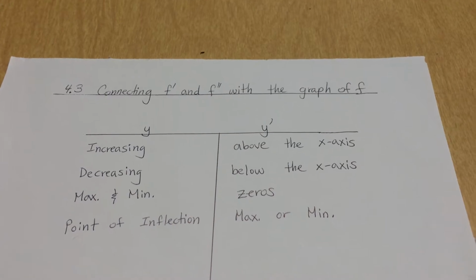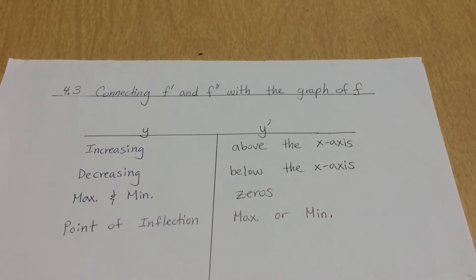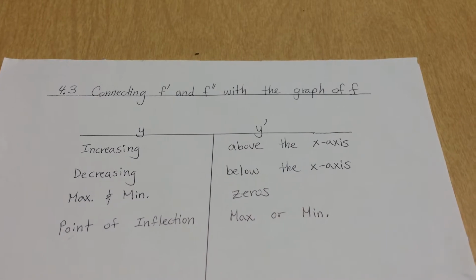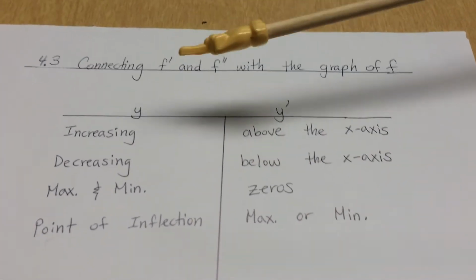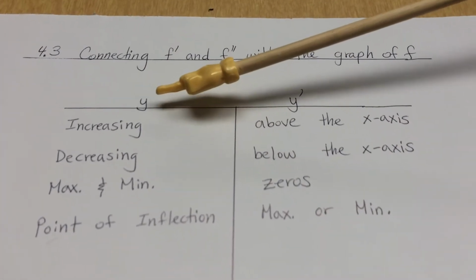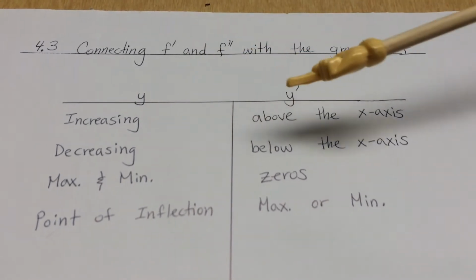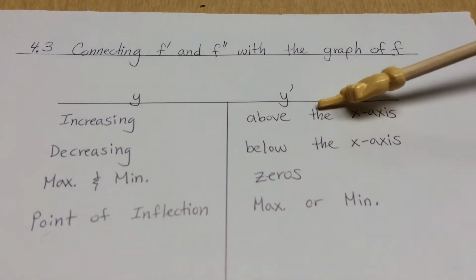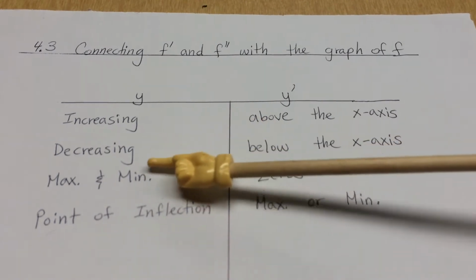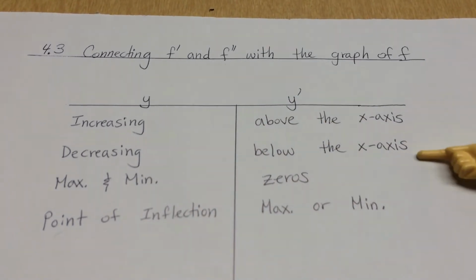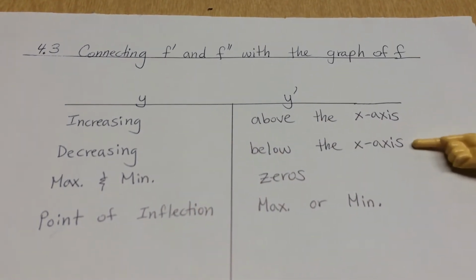Okay, this section is on 4.3, connecting f, the first derivative and second derivative with the graph of f. So we need to go over some definitions. One of the definitions is that if y is increasing, the first derivative needs to be above the x-axis. When y is decreasing, then the first derivative needs to be below the x-axis.